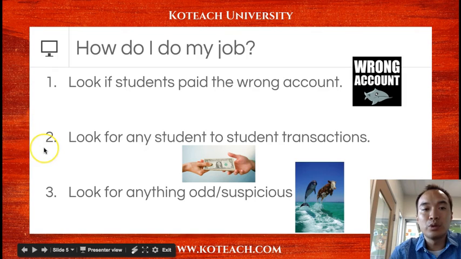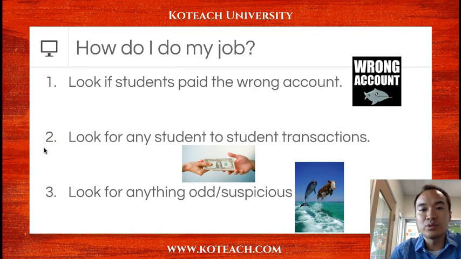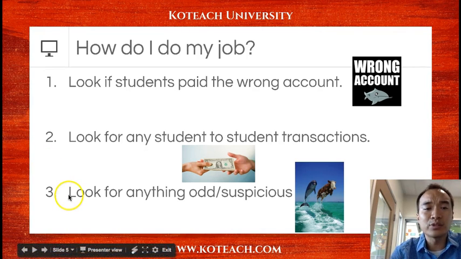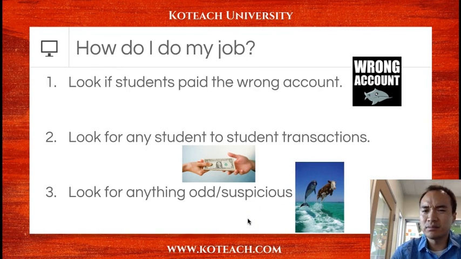Number two, you're going to look for any student-to-student transactions. Any student that pays another student's account, that is illegal. A student can pay a student's business account, however, and that's totally fine. And lastly, you're going to look for anything odd or suspicious. So for example, this picture right here, there's a dolphin, there's a cow. That seems kind of suspicious, why that cow is just flying above the water. And these images are all taken from Google.